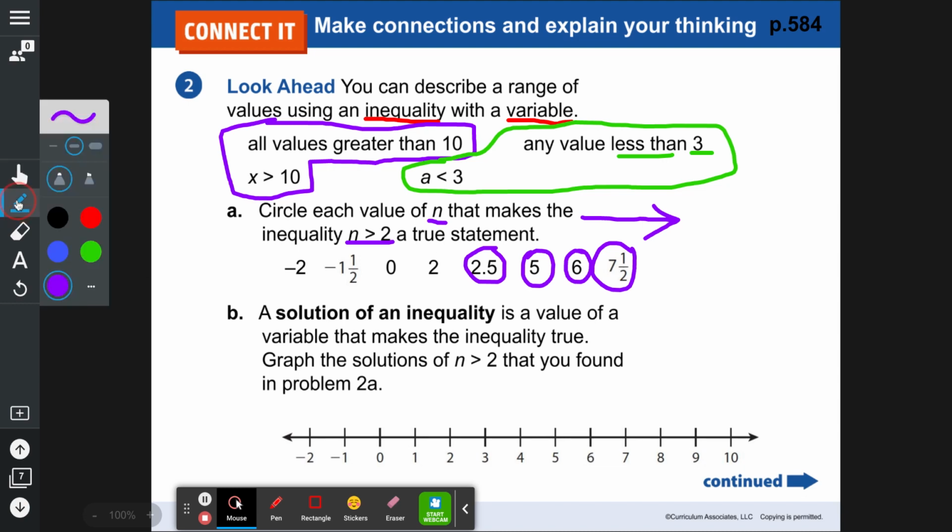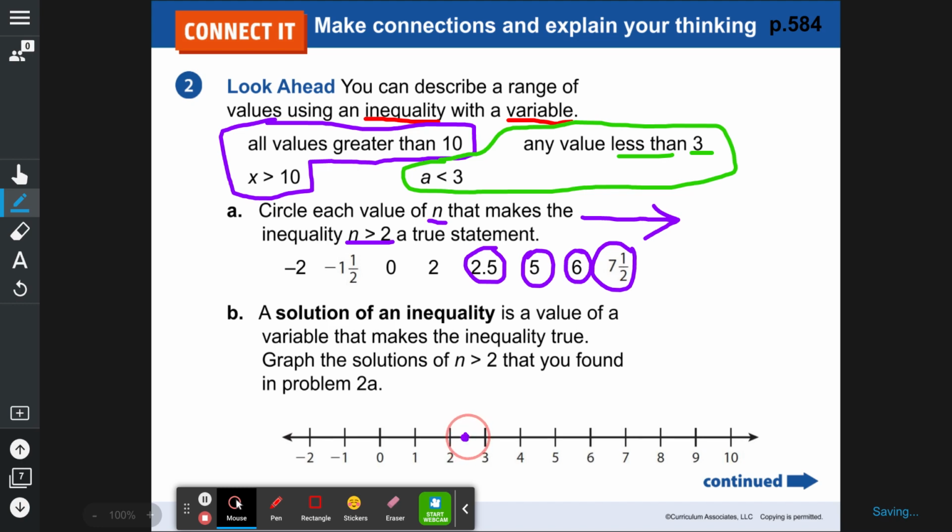Graph those points. So 2 and 5/10, it's positive. So it's going to be to the right of 0. It's halfway between 2 and 3. So that's going to go right here. 5 is right here on the number 5. I'm going to graph the number 6. It is right here. 7 and 1/2 going to the whole number 7, and it's halfway between 7 and 8. Okay, so that is what you should have for problem 2B on page 584. Okay, we're going to continue.